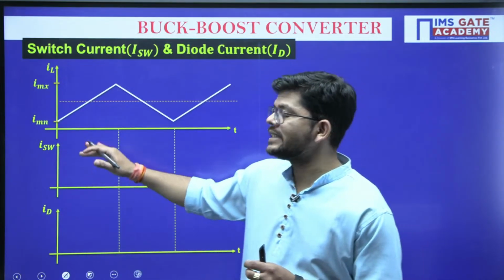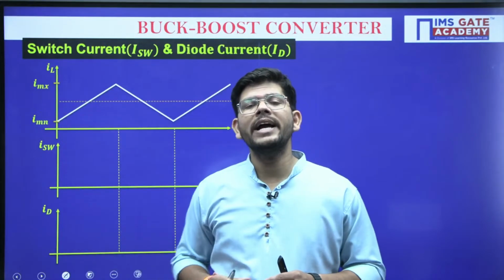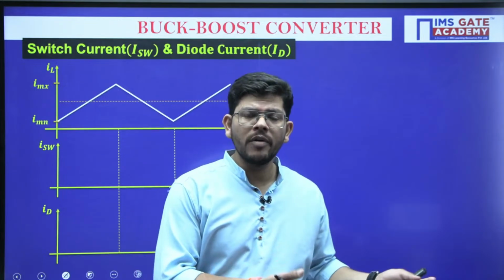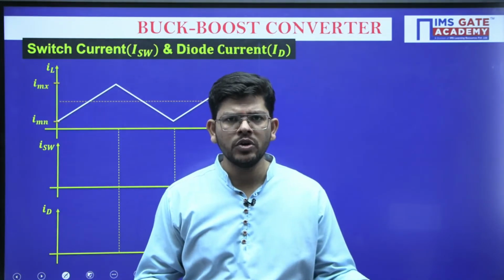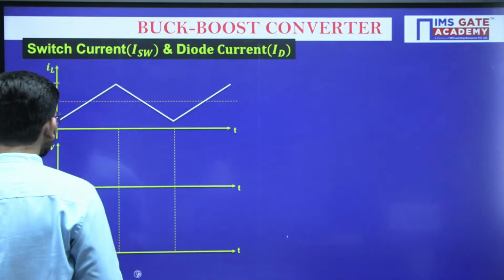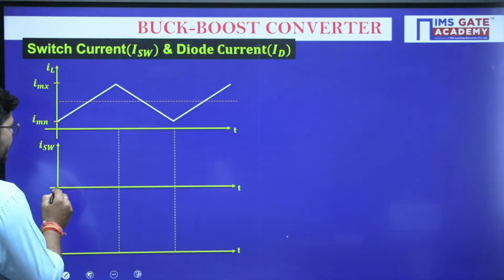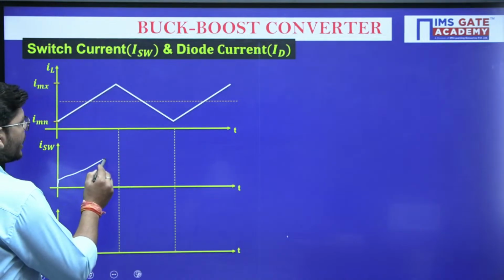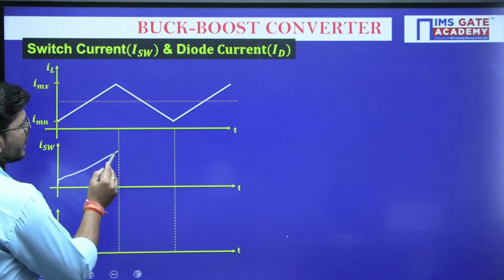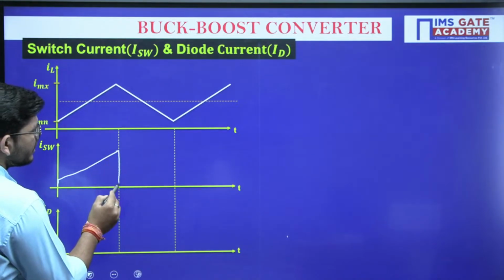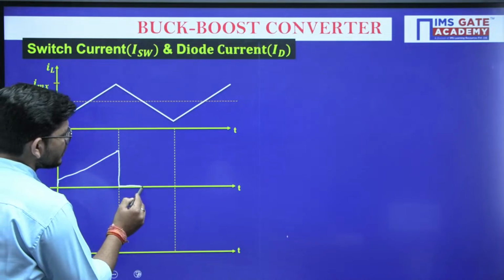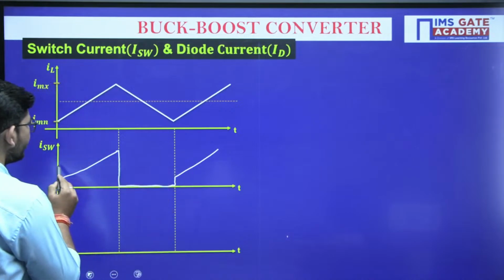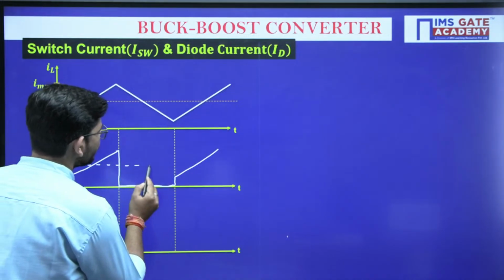Whatever the shape of the inductor current, the switch current will have the same shape during the on time, and during the off time, as the switch is off, there will not be any switch current. So if we want to draw this current, how are we going to draw it? Whatever the shape of the inductor current, the switch current will have the same shape during the on time, and during the off time it will not be there because the switch is turned off. So this is how the switch current waveform will be.